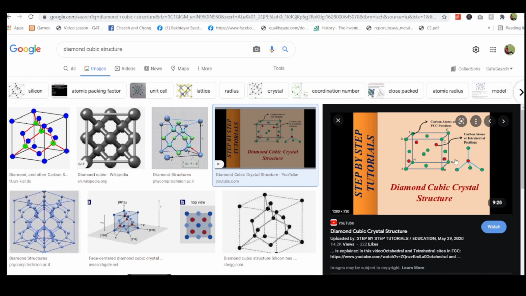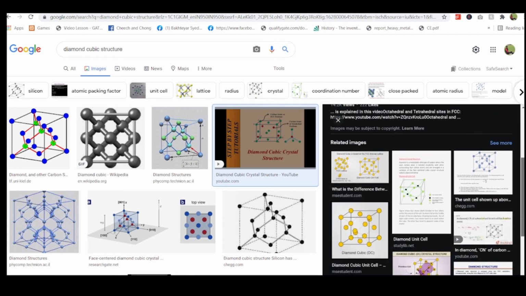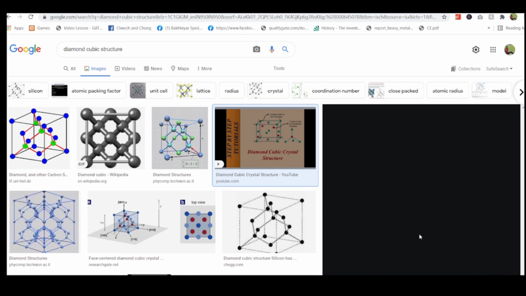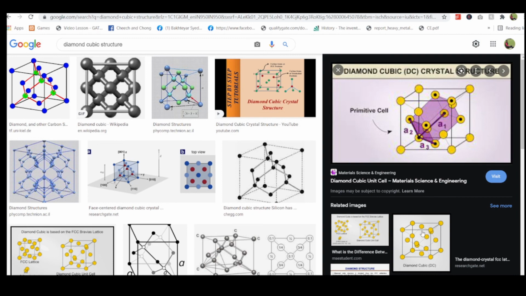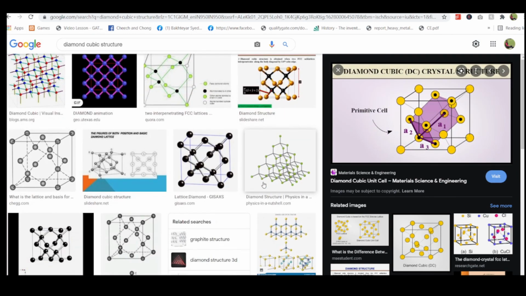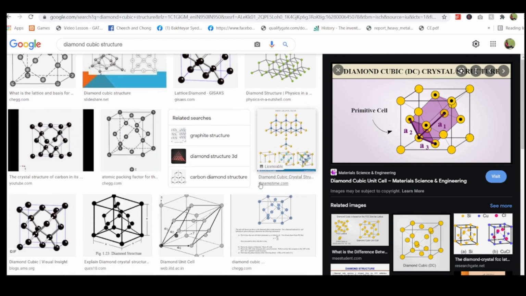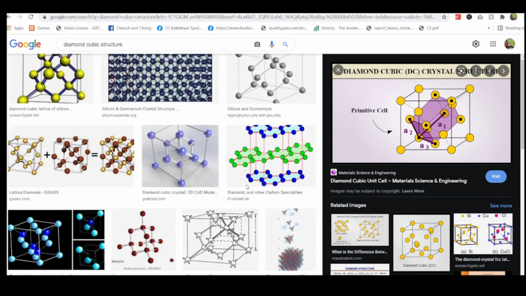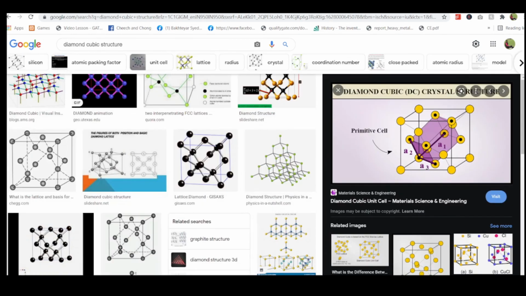So in the diamond cubic crystal structure, face centered atoms and tetrahedral atoms will be present. Clear? Okay.